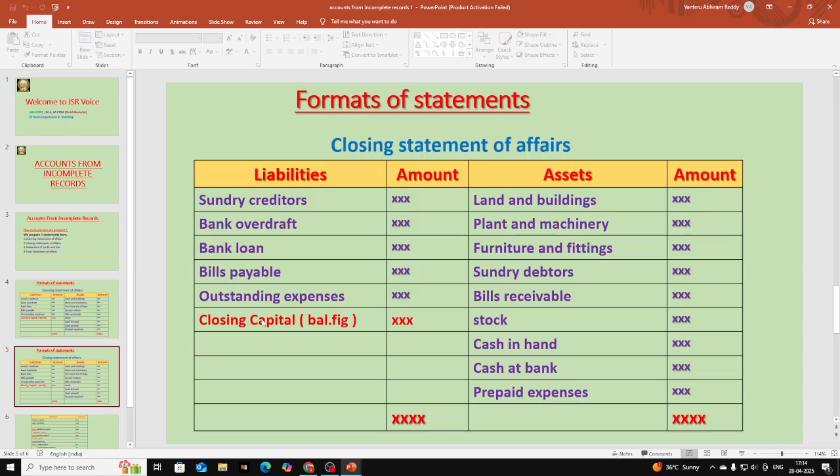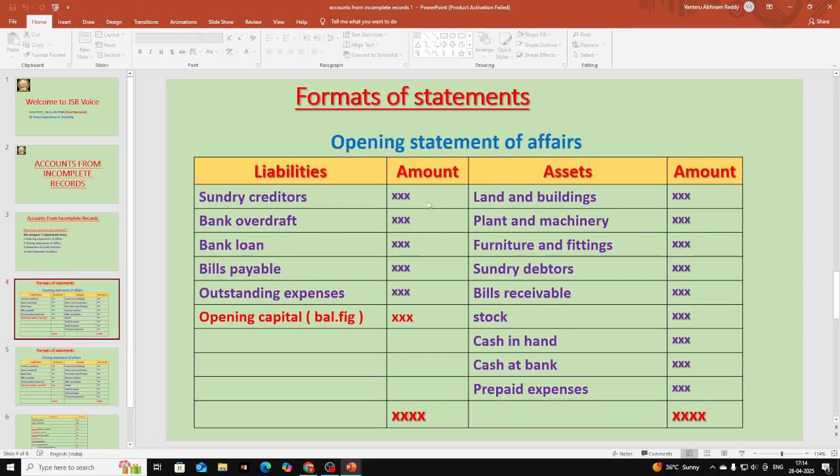So here both are the same, but we prepare by taking the details on the opening day and we prepare the opening statement of affairs. Closing details we consider and we prepare the closing statement of affairs. If we prepare the opening statement of affairs, we find out opening capital. If we prepare the closing statement of affairs, we get closing capital. That is the only difference. Same assets, same liabilities we can see here. You can compare both, all the same assets, same liabilities are recorded. Just the answer is different.